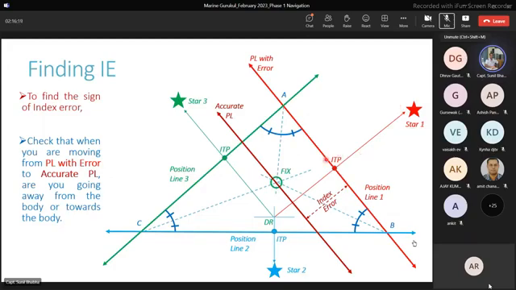So when we are moving from the red PL towards the accurate PL, that is the maroon color PL passing from the fix, are we going away from star 1 or towards star 1? You can see this arrow indicates the direction in which we are moving, and it is very clear that we are moving away from the celestial body, in this case the red color star 1. So in our case here, we are moving away from the body.